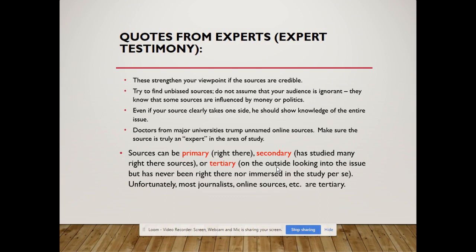So a lot of the sources we end up with are tertiary, on the outside kind of looking in. The only issue is, of course, we're going to a lot of times see some slant in those situations. But if they're doing their research, it's not a huge deal. They usually do back things up with evidence.